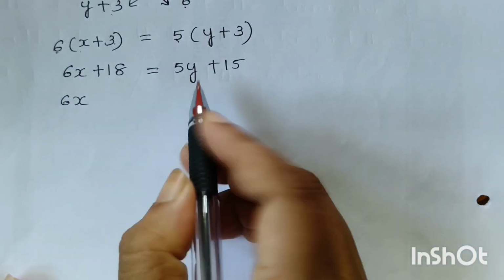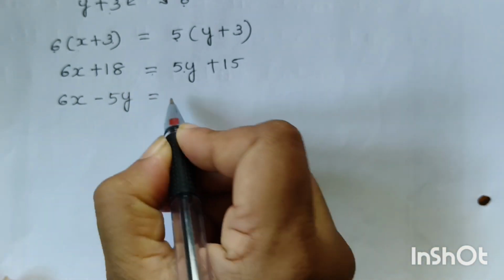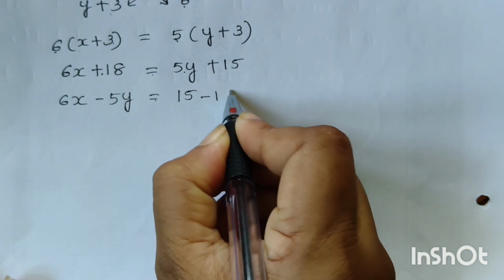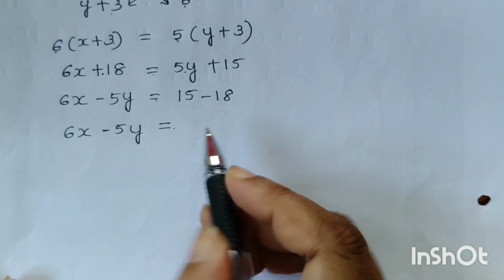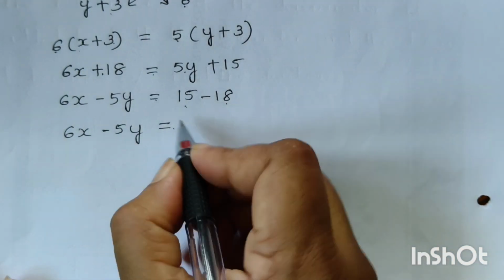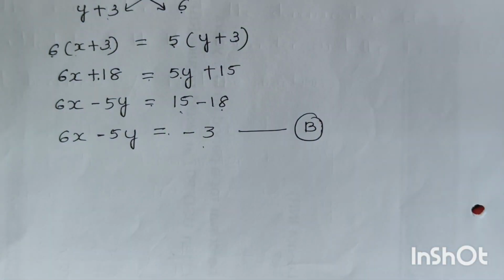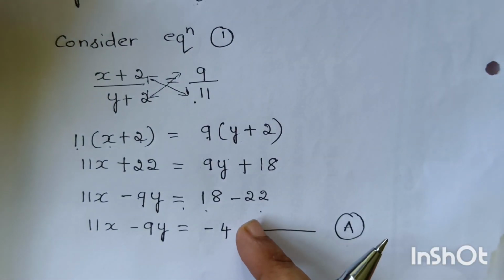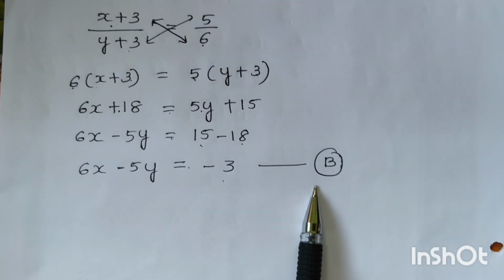6x plus 5y, when it crosses the equal sign, it becomes minus 5y, is equal to 15 plus 18, when it crosses the equal sign, it becomes minus 18. 6x minus 5y, plus 15 minus 18 is minus 3. Now let us consider this as equation B. Now look at this very carefully. Equation A, we got this by simplifying equation 1, right? And this equation B, we got this by simplifying equation 2.